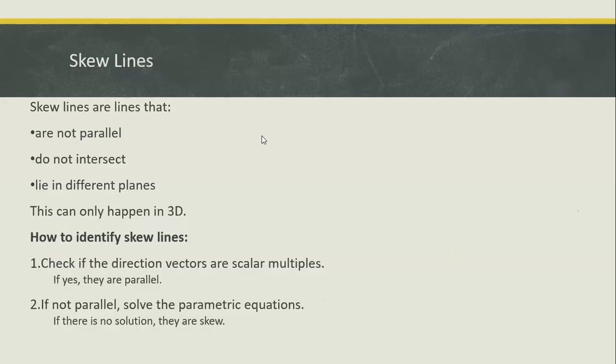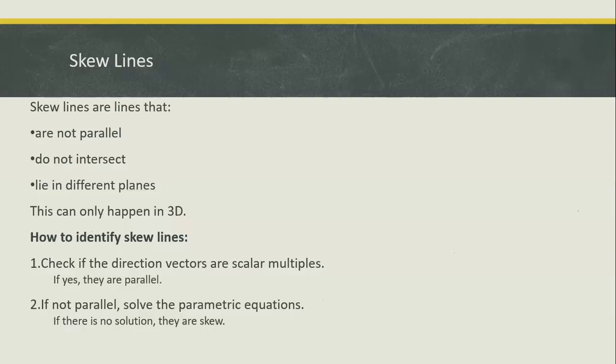So I would have mentioned skew lines a while back. So what exactly are skew lines? Skew lines are lines that are not parallel. They do not intersect. They lie in different planes. This can only happen in 3D.